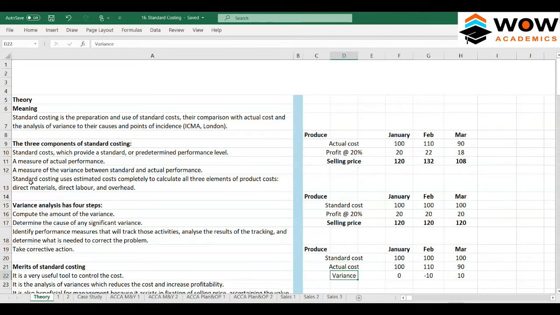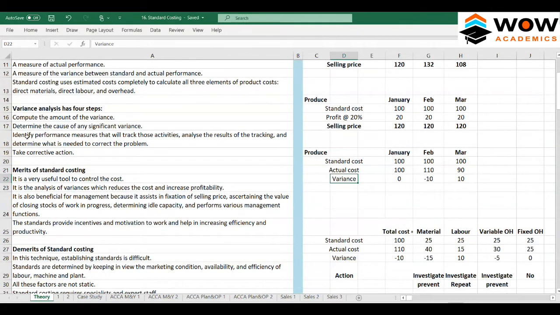Standard costing uses estimated costs completely to calculate all three elements of production cost. So we need to know how the production cost is differing between what we thought and what has occurred. So in terms of direct material, direct labor, and overhead. So we'll move on to the variances.